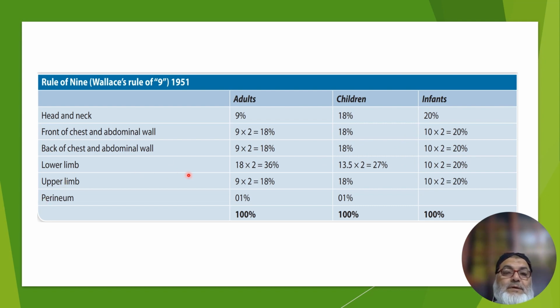The lower limb, 18 into 2, is 36%. 13.5 into 2 is equal to 27% in the case of children, while 10 into 2, 20%, in infants. The upper limb is the same: 9 into 2 is 18% and in children it is also 18%, but in infants it is 10 into 2, equal to 20%. And the perineum in adults and in children is the same, 1%. This is the rule of 9.